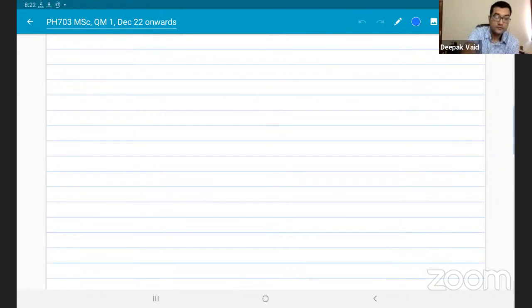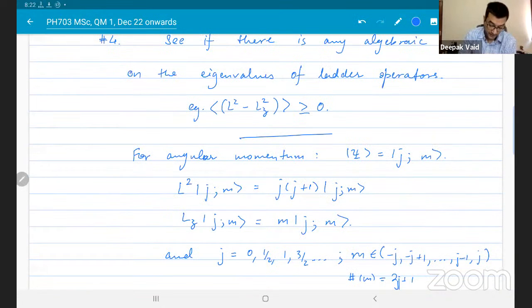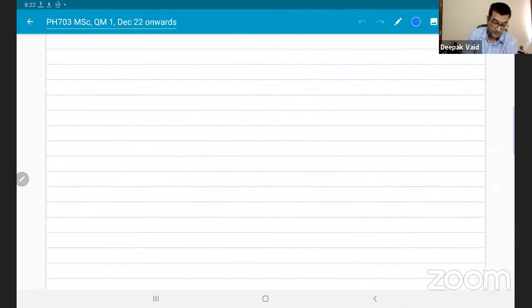Okay. Now let's see. All right. And here I should put a factor of h bar square and h bar to make the dimensions correct. I think so. Am I right? Let me just make sure. Yeah.